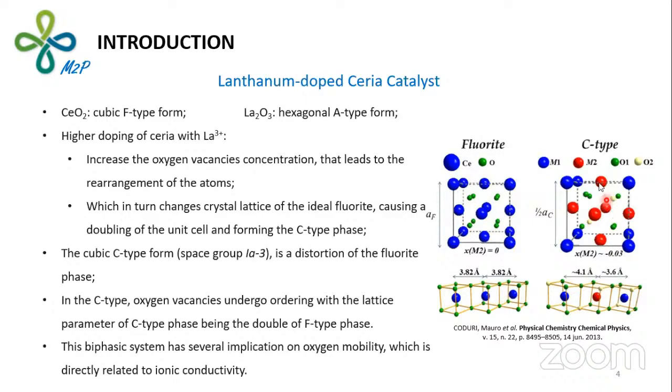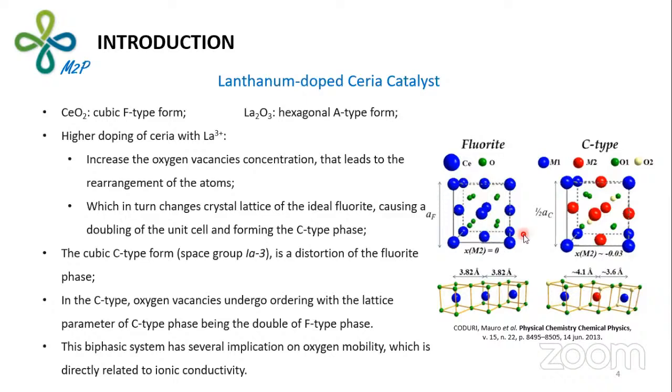In the C-type phase, the oxygen vacancies and the cations undergo ordering, and the lattice parameter is double that of the fluorite structure. The formation of this biphasic system has implications for the oxygen mobility, which is directly related to the ionic conductivity.